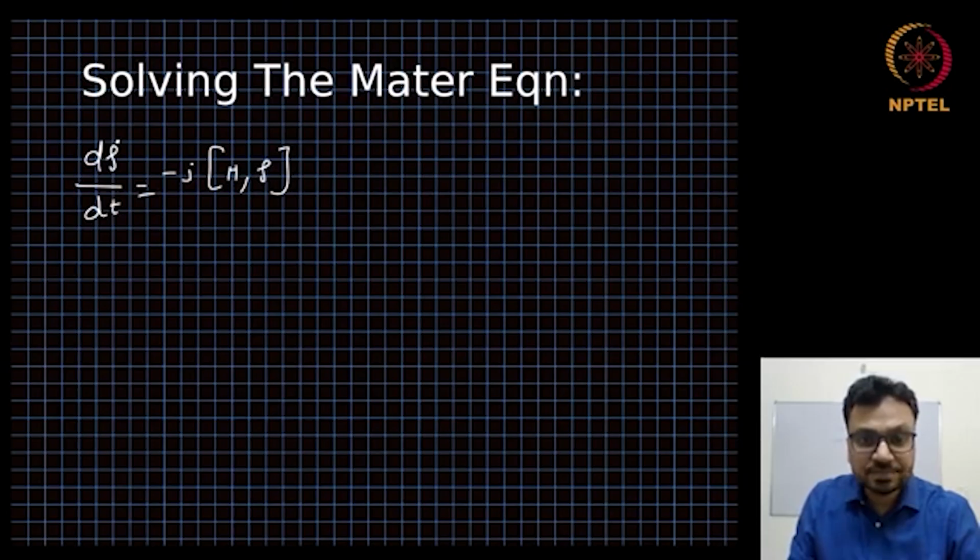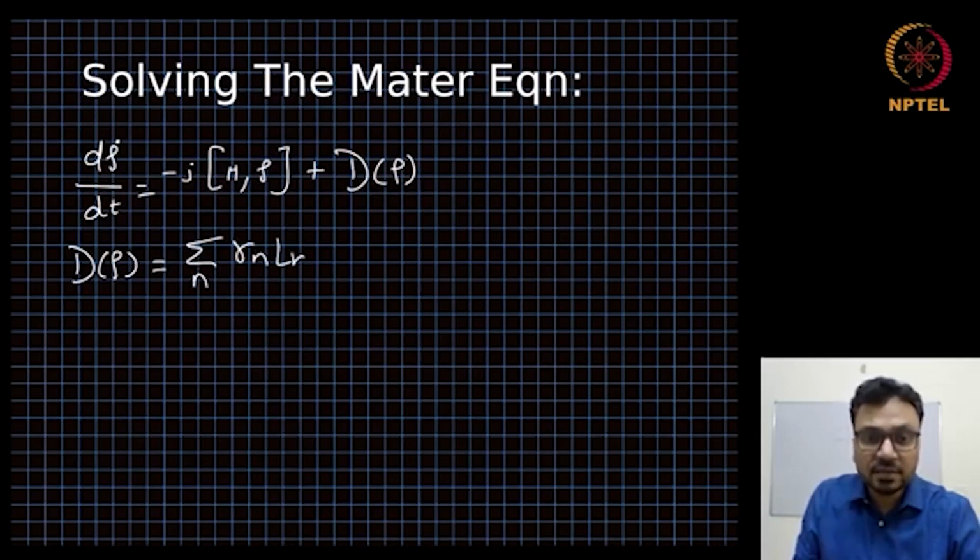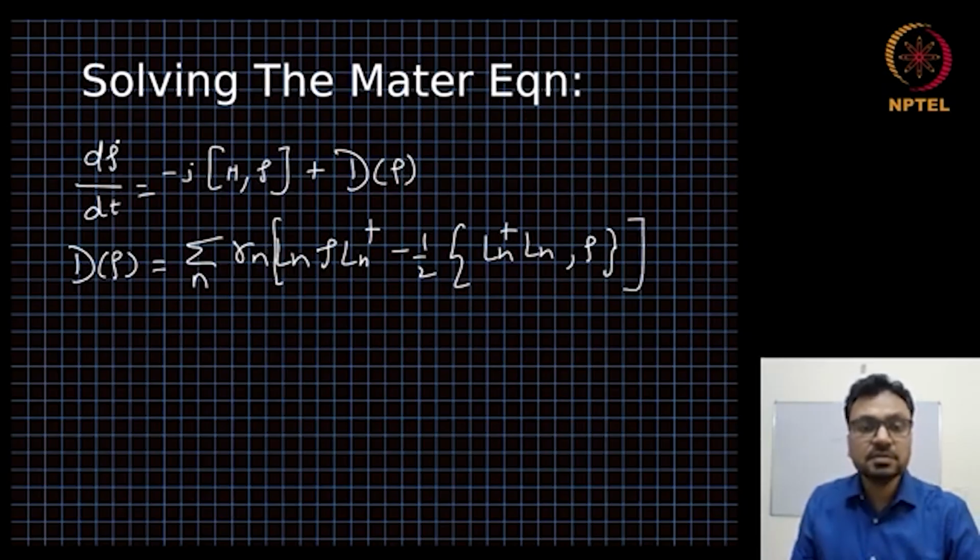H is the Hamiltonian of the system, and we have D of ρ, where D is the superoperator, which is the dissipator. In the Lindblad master equation it is defined as the sum over n of γn (Ln ρ Ln† minus half the anti-commutator of Ln†Ln with ρ). This is the most general Lindblad master equation. The γn are the decay constants or Lindblad constants, and this full thing is called the dissipator.